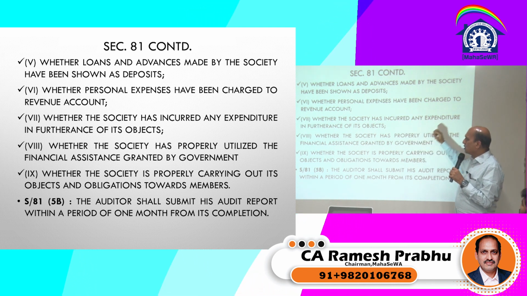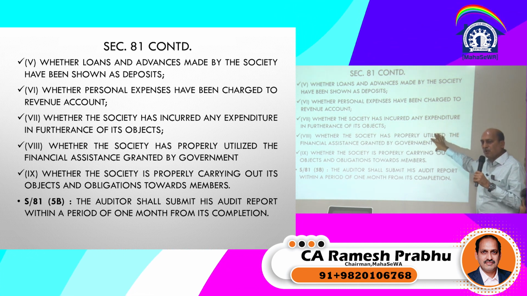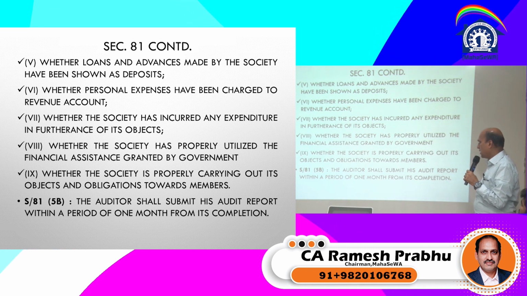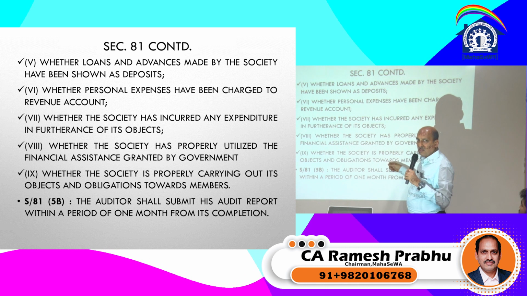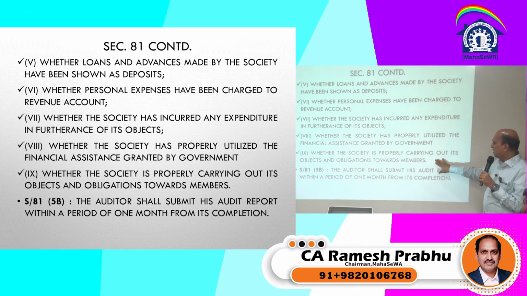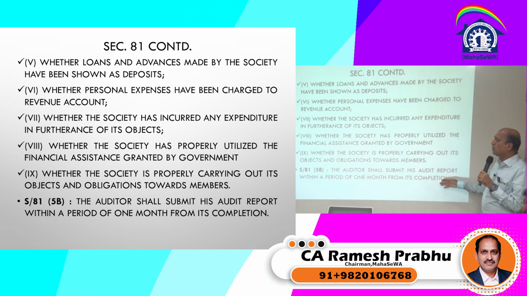So there are certain objects of the society which is given in the bylaws, whether the society has incurred any expenses which is not in the furtherance of the business or in the furtherance of its objects, that need to be looked into. Whether the society has properly utilized the financial aid granted by the government, if there is a financial grant, whether it has been properly utilized, whether the society is properly carrying out its objects and obligation towards the members. This is very important. Whether the society is carrying out what is required to be done. So if they have not done it, that need to be reported. Section 81(5)(b) is about now report.